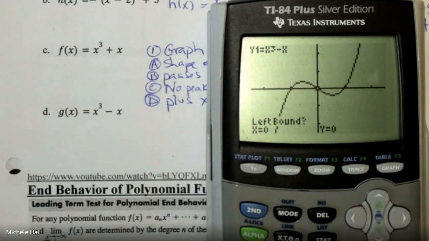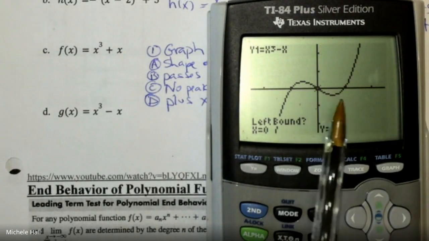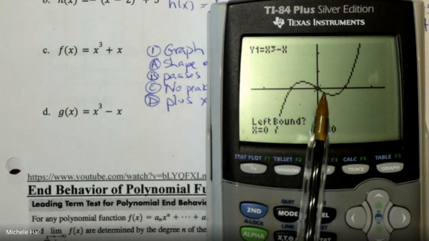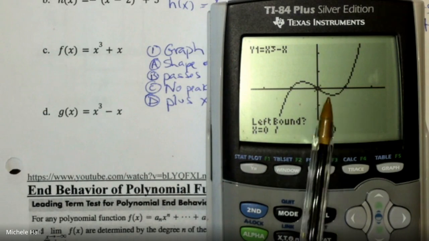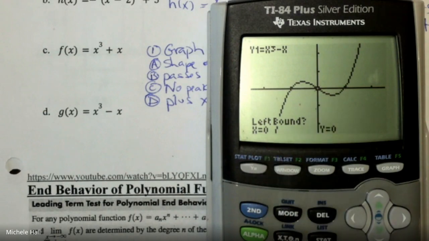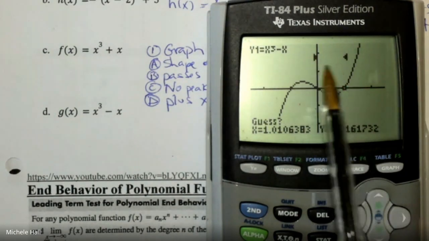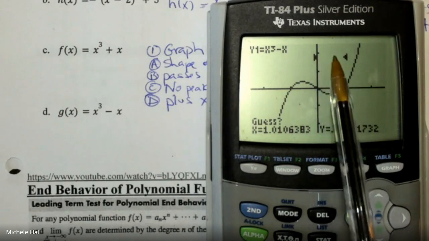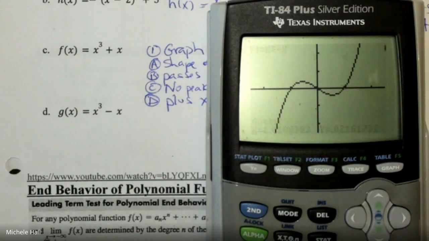And so I need to give it left bound and right bound. If I'm trying to calculate the minimum, I need to be on the left-hand side and the right-hand side. Well, right now I'm on the left-hand side, left bound, so I'm going to hit enter. And then I'm going to arrow over onto the right-hand side of that minimum, hit enter again. And it's giving me the 2 arrows of where it's going to look for the minimum. It's looking between those 2 arrows, hit enter again.